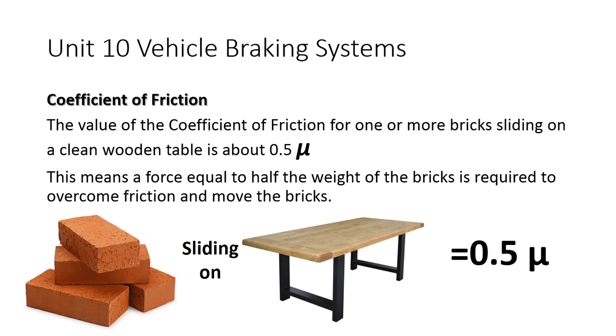Now, in the example I gave you of bricks sliding down a plank or bricks on wood, the coefficient of friction is around 0.5 mu. Now, what that means is that a force roughly equal to half the weight of the bricks is required to overcome friction and slide the bricks against a clean wooden table. So a 1 kilo brick is going to need 500 grams to make it slide across the table. 500 grams of push force, that is.